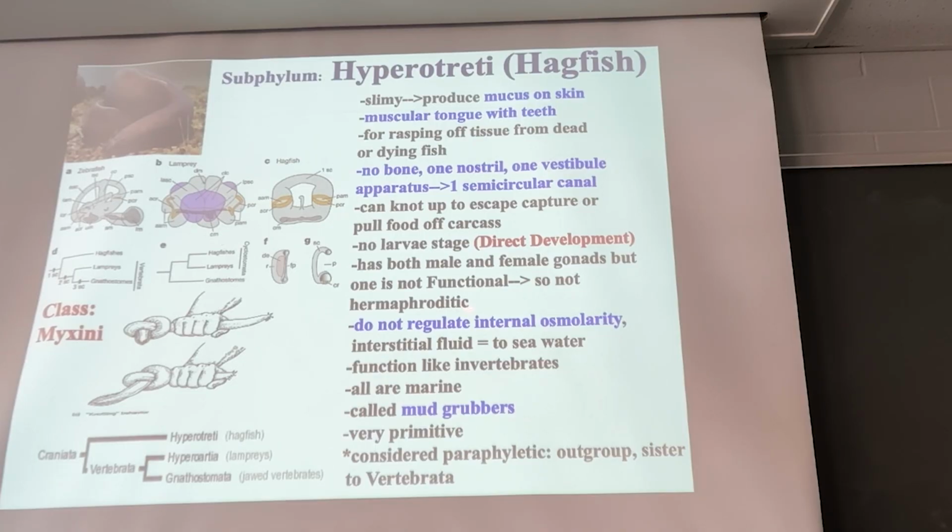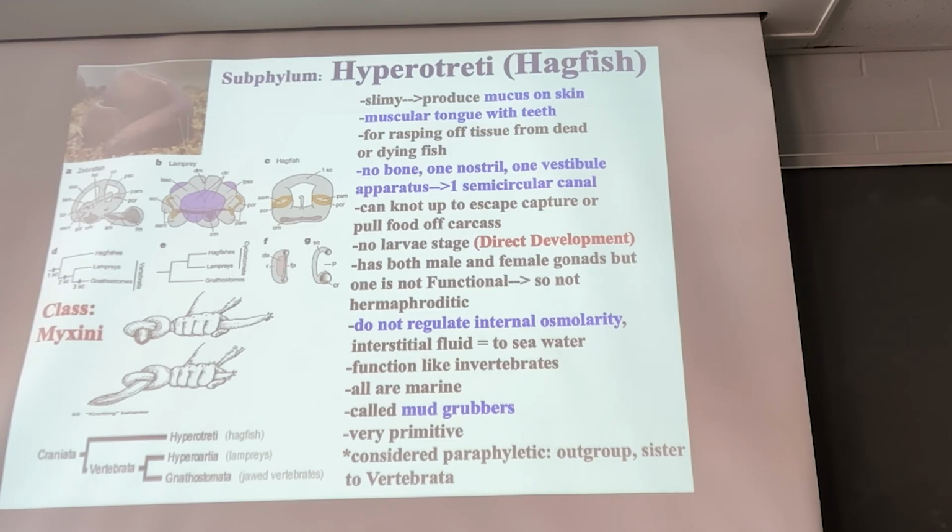They don't regulate their internal osmolarity, so they are not regulators. Their interstitial fluid, their tissue fluid, is the same as seawater. They function a lot like an invertebrate. All hagfish are marine, right? There are no freshwater hagfish. And they're called mud grubbers. Now that's really different than lampreys. Lampreys are regulators. They can regulate their internal solute concentration. And guess what? They used to be marine, but now they're freshwater also.